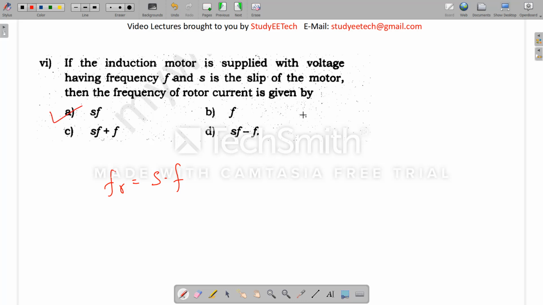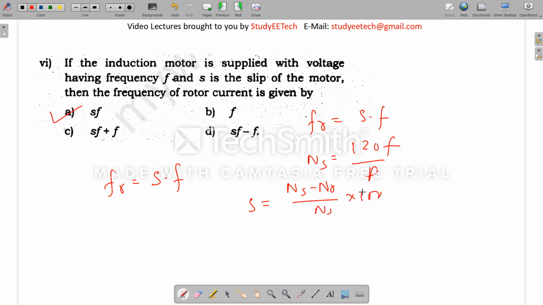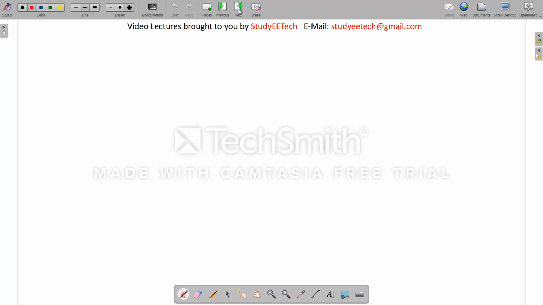Look, if you can remember a few things, you can answer many questions. The rotor frequency fr is equal to s into f, the synchronous speed equals 120 f by p, and the slip equation is ns minus nr by ns, multiplied by 100 for percentage. Remember all these things and build the concept. The MCQ questions will not be difficult, because based on one concept many MCQ questions can be formed. Okay, so I hope this is the last question. This is the end of these induction motor MCQ question discussions.